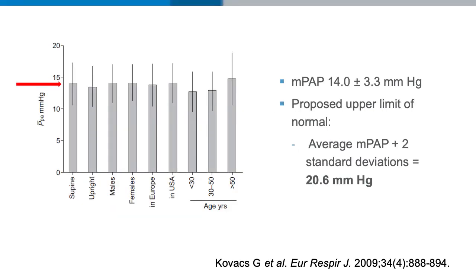However, there's not really a physiologic basis for the threshold of 25 millimeters of mercury. This is a systematic review that looked at right heart catheterizations that were done in normal, healthy people. And you can see the mean pulmonary artery pressure in these patients is actually 14 millimeters of mercury with a standard deviation of 3 millimeters of mercury. So if you take the 14 millimeters of mercury and add 2 standard deviations, you get to 20.6 millimeters of mercury.